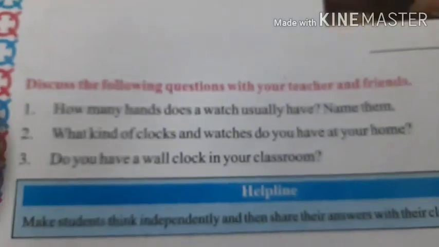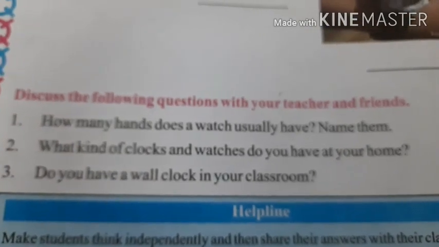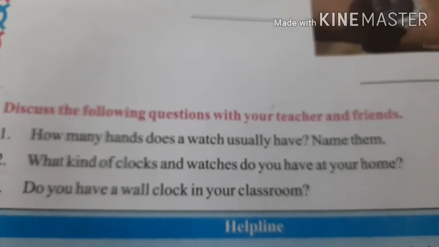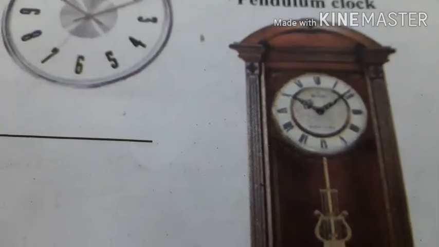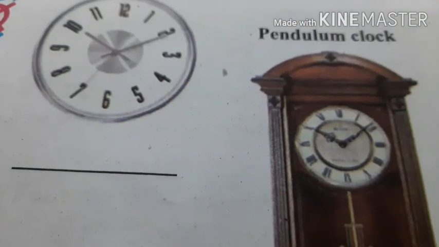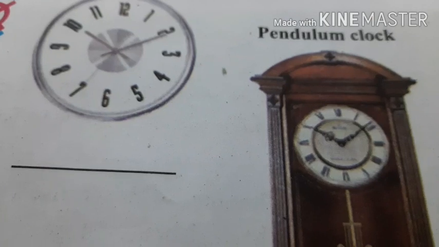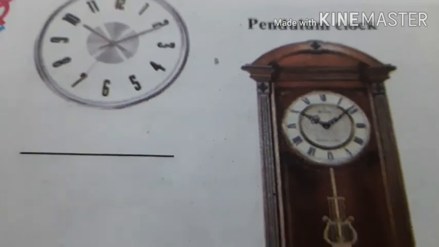Now there are a few questions. Discuss the following questions with your teacher and friends. How many hands does a watch usually have? Name them. Do you know how many hands a watch has? We can see there are 3 hands. The minute hand, the seconds hand, and the hour hand, right? You must have studied this in maths, right?